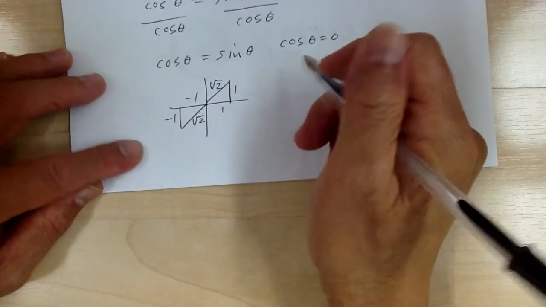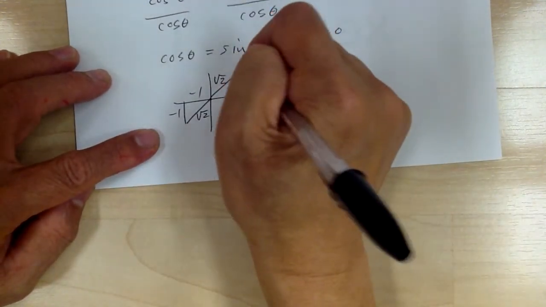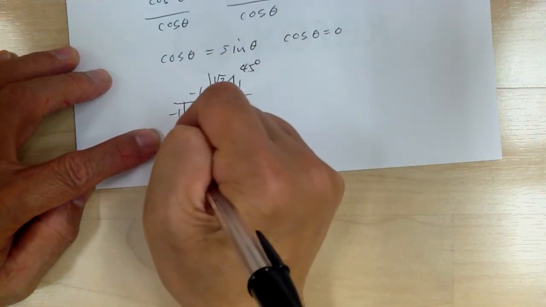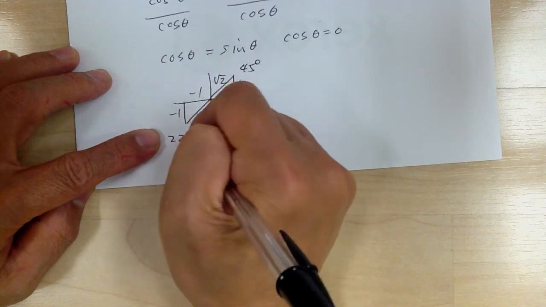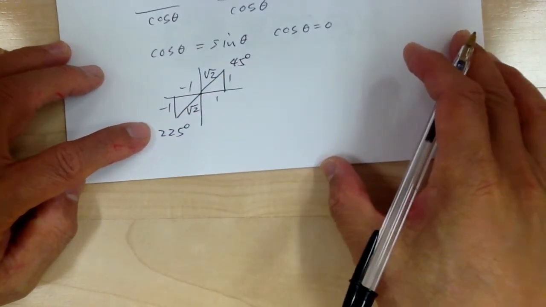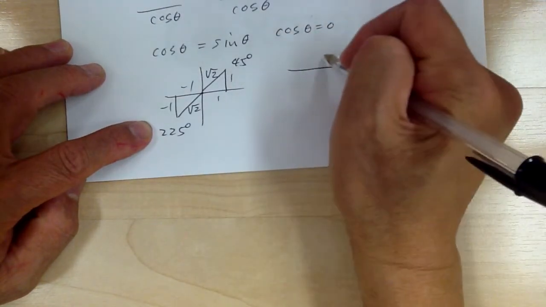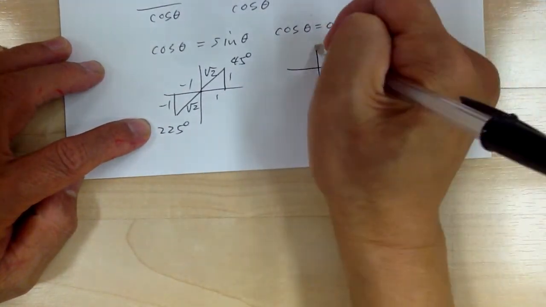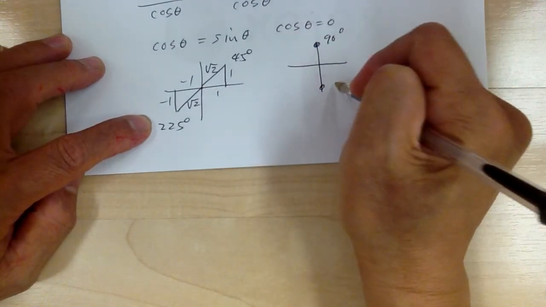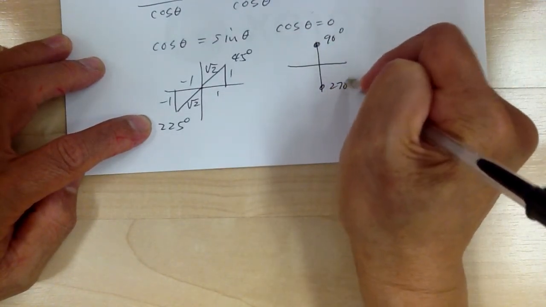Okay. So from here, you're going to get the 45 degrees, and this is going to be 180 degrees plus 45, so it'd be 225 degrees. Okay. Over here, you're going to get cosine equal to 0, so it's going to be over here, so it'd be 90 degrees, and this is going to be 270 degrees.